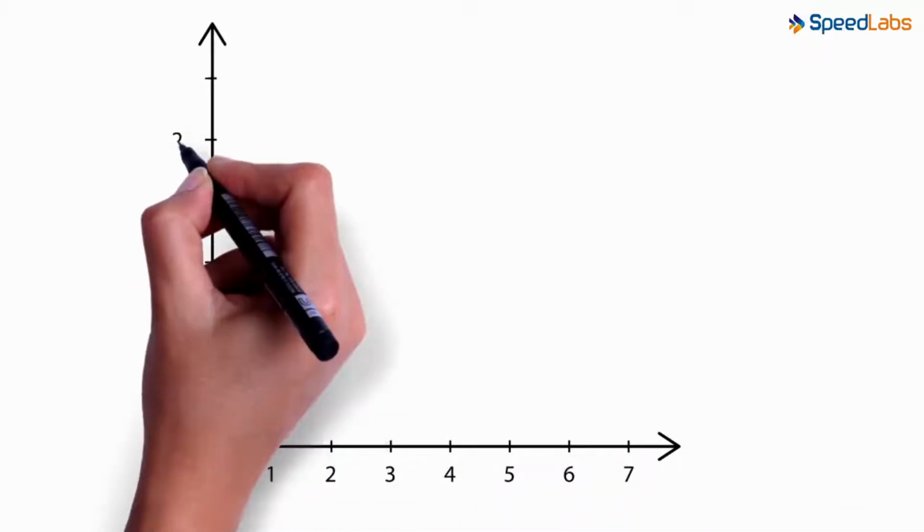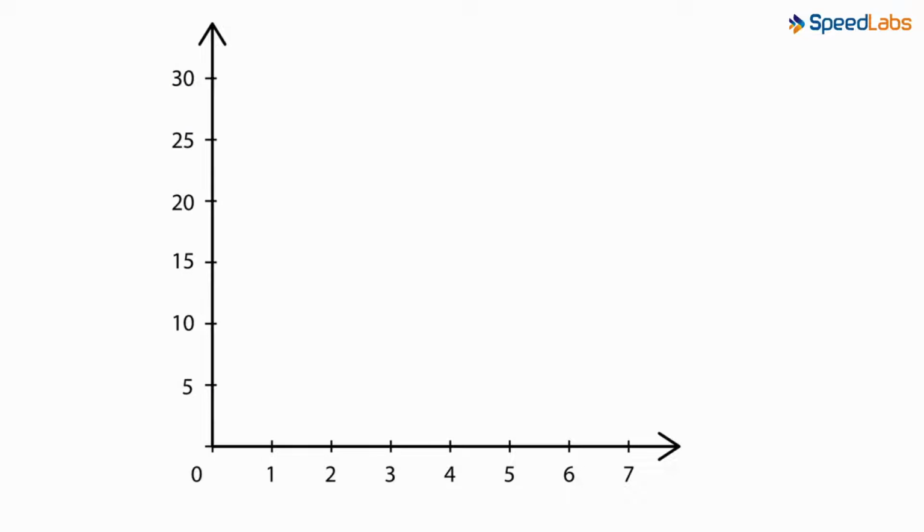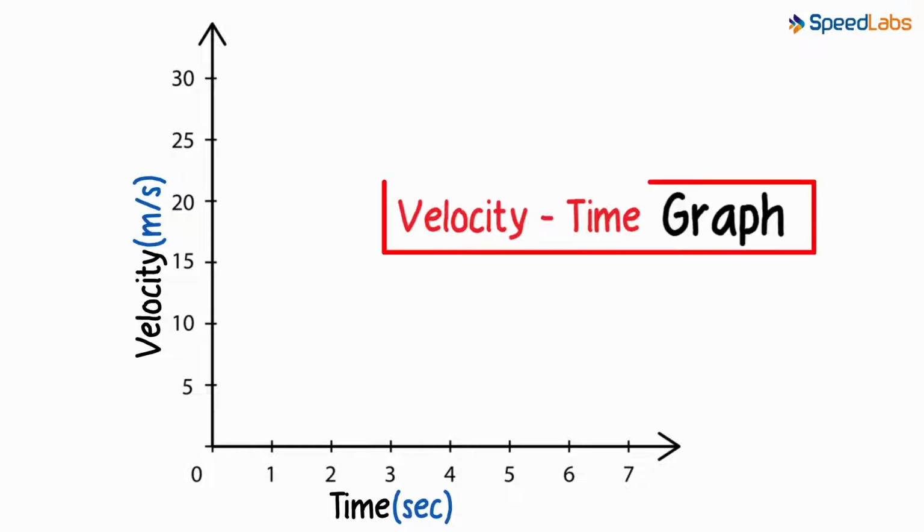Let us now look at a different kind of graph. Just like the distance time graphs, time is represented along the x-axis. Along the y-axis though, we plot velocity. What we will get here is the velocity time graph. It's velocity versus time to be precise.